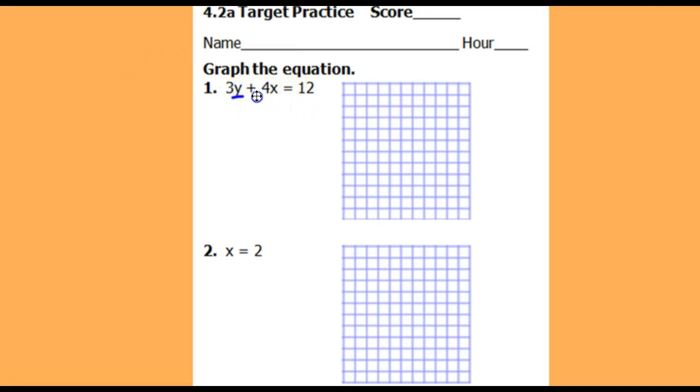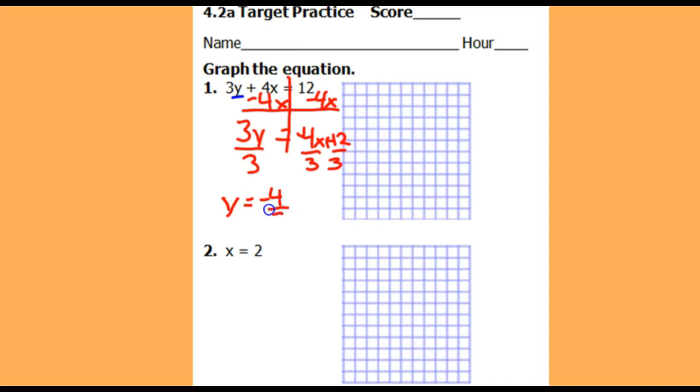Now I'm trying to get y by itself here, so I need to get rid of the 4x. To do that, I'm going to subtract 4x from both sides. So I have 3y equals, well, I can't combine 12 and 4x because one has an x and one doesn't. So I have negative 4x plus 12. Divide everything by 3. So we get y equals negative 4/3 x plus 12.